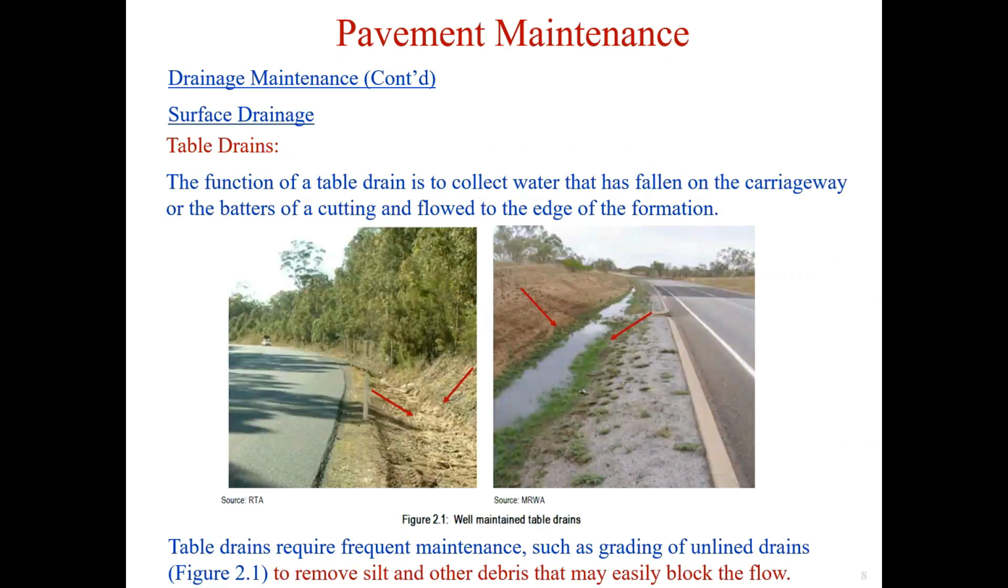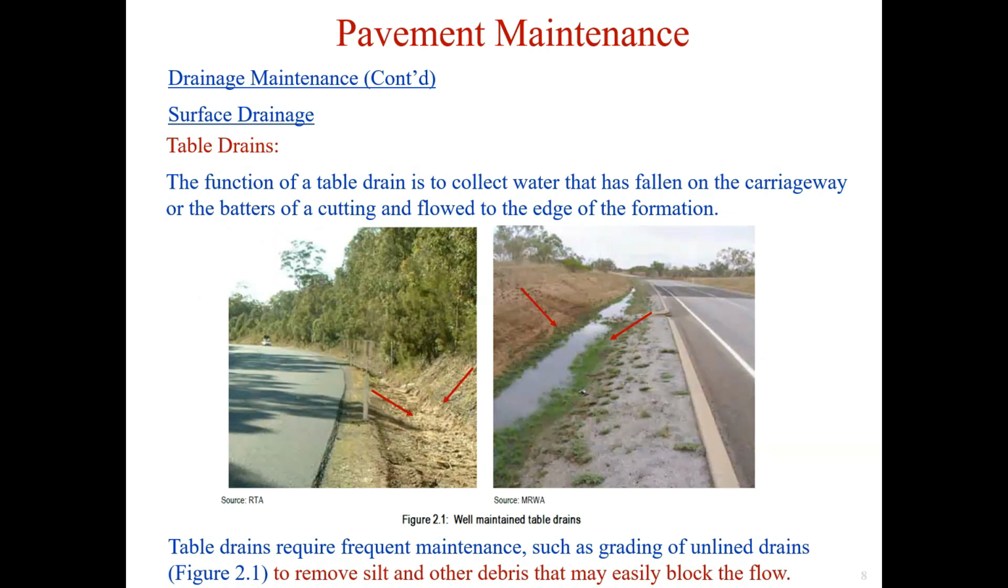The surface drainage is mainly table drains. The table drains mainly collect water that has fallen on the carriageway or the batters of a cutting and flowed to the edge of the formation. The table drains are essential wherever the road is in a cutting or flat terrain. Because table drains are often built on very flat grades to suit the road grade, they must either have a large cross-sectional area with frequent discharge points where the water can escape.